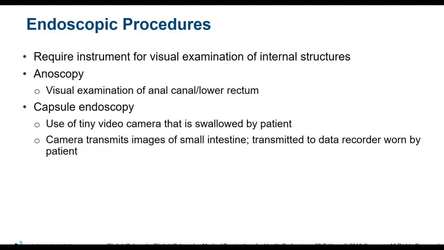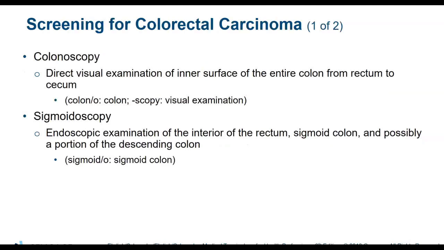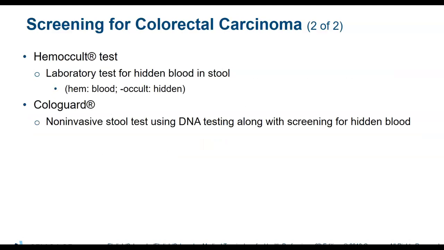You wear a belt or some type of transmitter. You turn that in after it's been expelled. It will actually tell you that. And then they go ahead and develop the pictures and kind of take a look at what's going on. Colonoscopy is the entire colon from the rectum to the cecum. Sigmoidoscopy is going to be of the sigmoid colon, rectum, and anus, maybe a little bit of the descending colon.